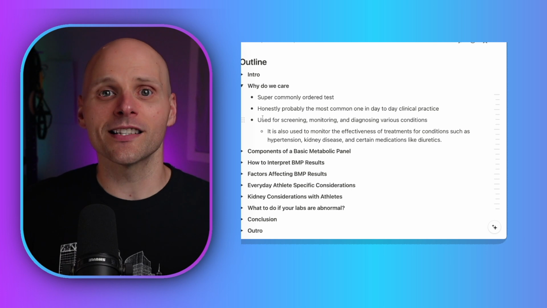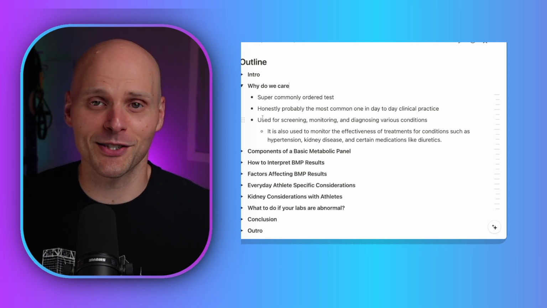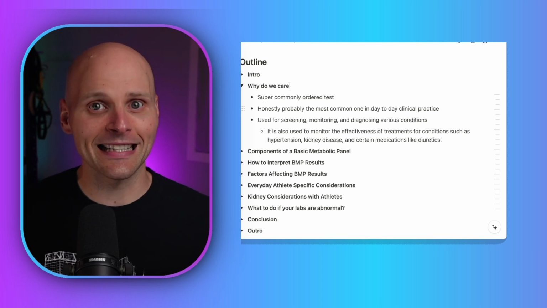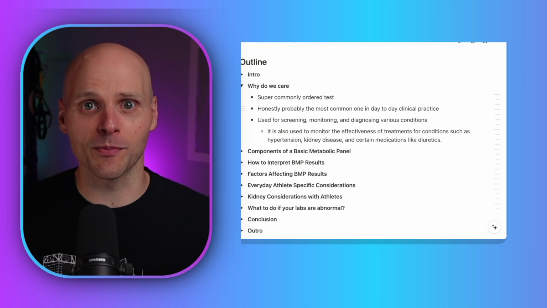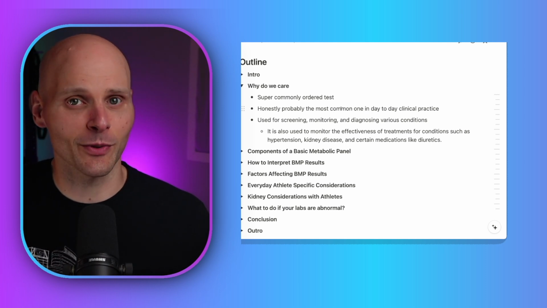First, let's talk about why we care about this, right? This is a super commonly ordered test, as I mentioned before, maybe the most common thing because it's super prevalent. It is used for screening, monitoring, and diagnosing various conditions. It's also used to monitor the effectiveness of treatments or conditions. With things like high blood pressure and kidney disease, we're looking at it, and for certain medications, we're going to look at the side effects.